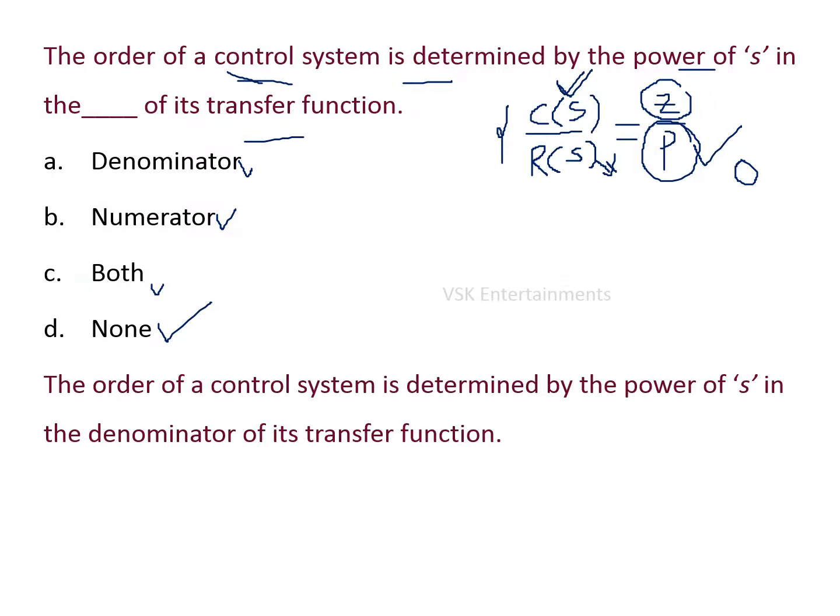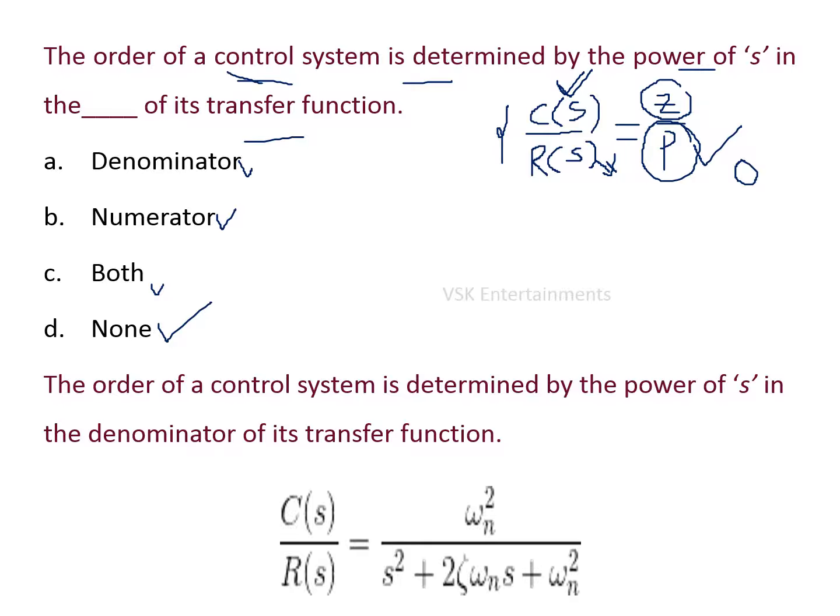For example, consider transfer function of a second order system. Here this represents the number of poles. Here the number of poles are 2. This 2 represents the order of the system. So this is the transfer function of second order control system. So the denominator represents the order of the control system, means the power of s in the denominator represents the order of a system. So option A is the right answer.